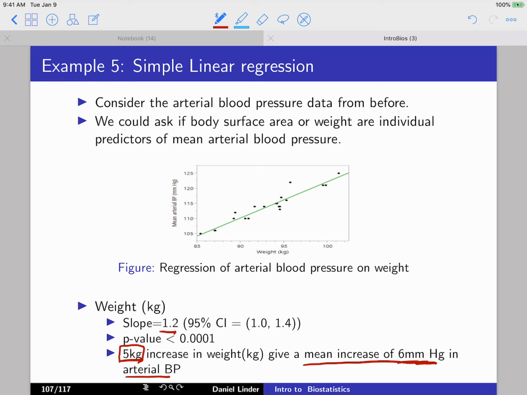So for every unit that we go over on the x-axis here, what this slope tells us is that we should expect an increase in the mean arterial blood pressure. So this height would be 1.2.